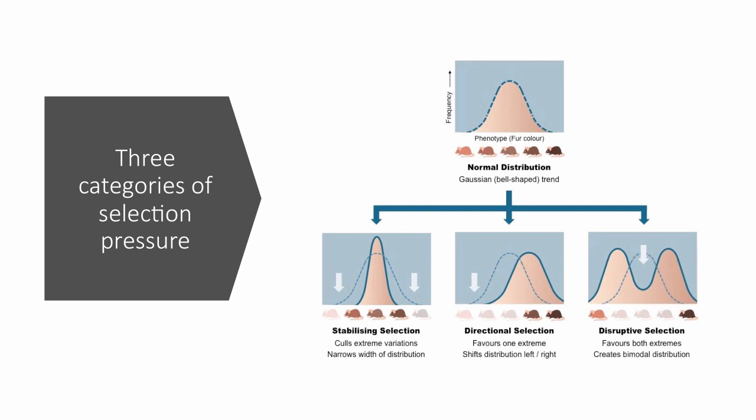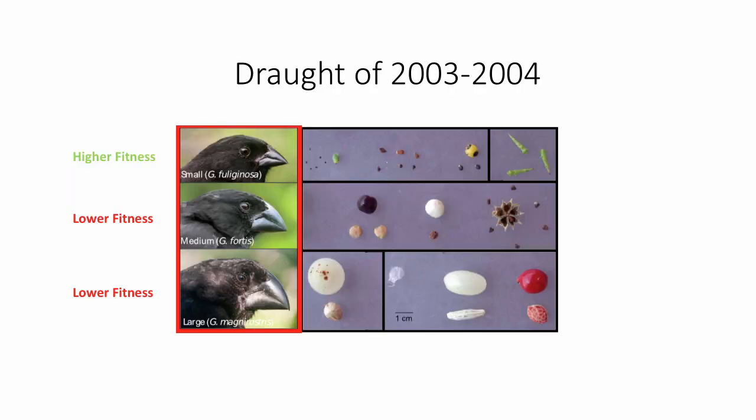You have directional selection, where there's a shift in the distribution from left to right or right to left. Then you have disruptive selection. This is where the extremes are selected for. So with our example, those with larger beaks and smaller beaks would have a higher fitness level, whereas those with medium-sized beaks would be selected against.